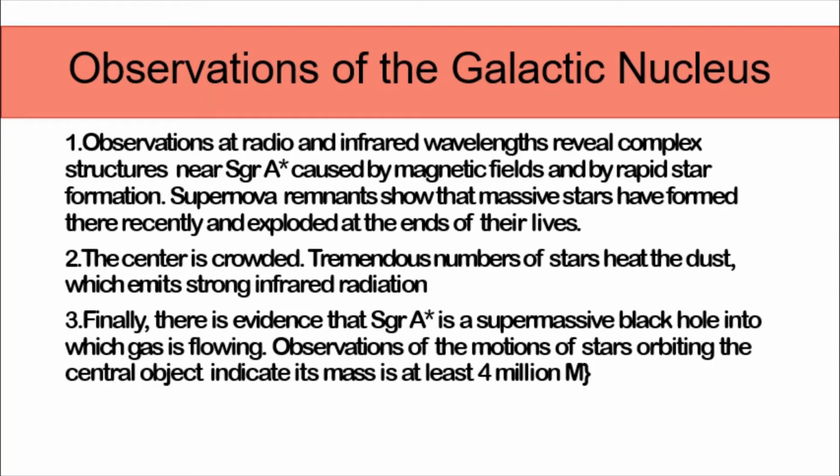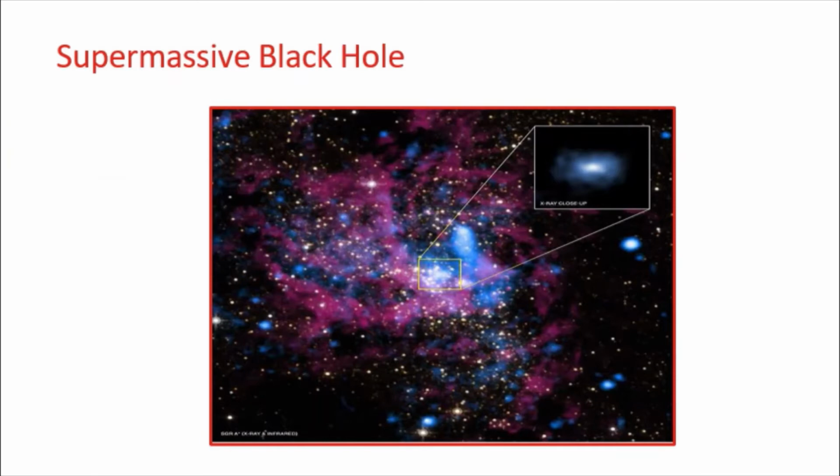The center is crowded. Tremendous numbers of stars hit the dust, which emits strong infrared radiation. Finally, there is evidence that Sgr A* is a supermassive black hole into which gas is flowing. Observations of the motions of stars orbiting the central object indicate its mass is at least 4 million solar masses. Supermassive black hole.